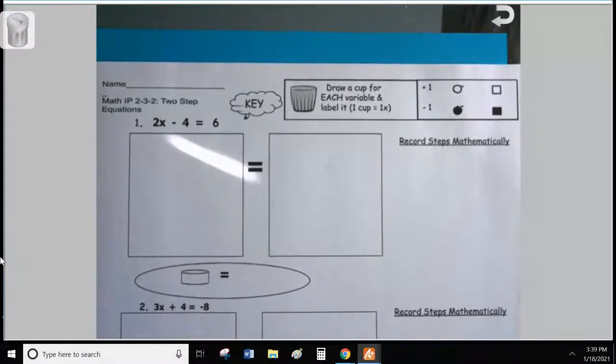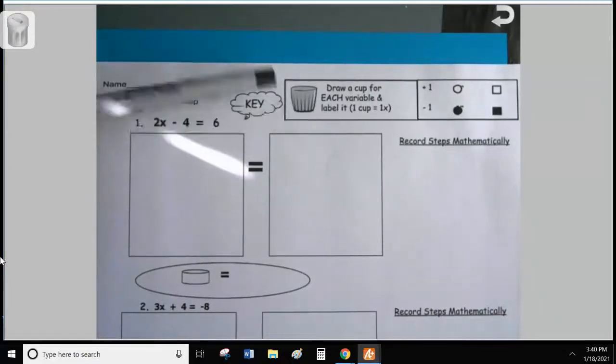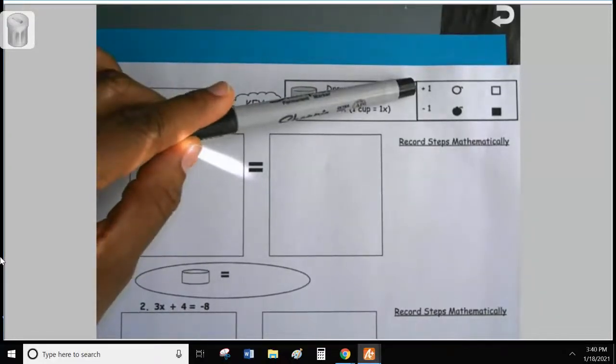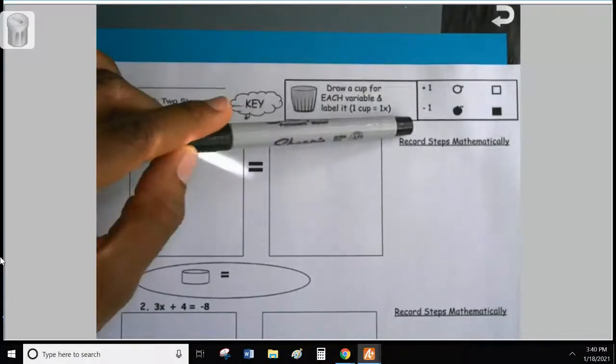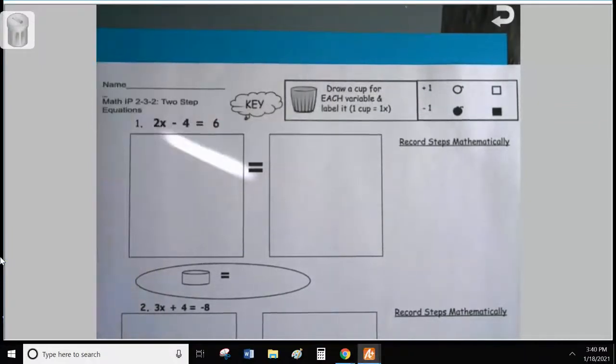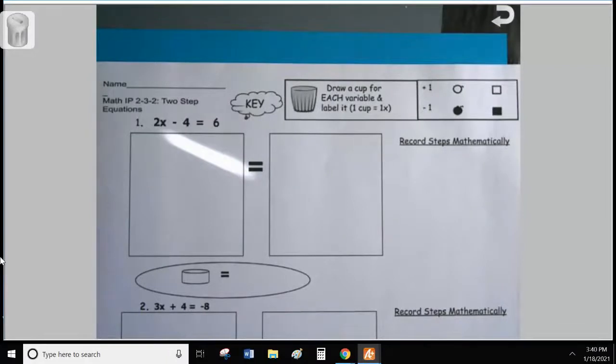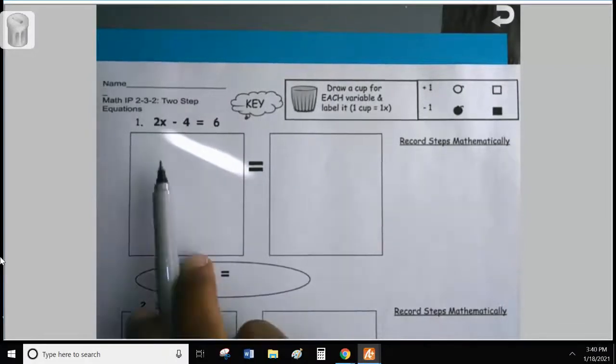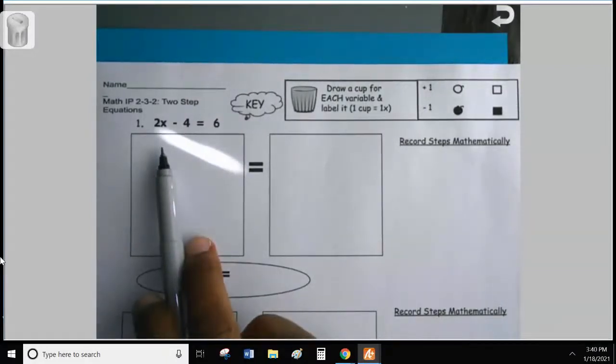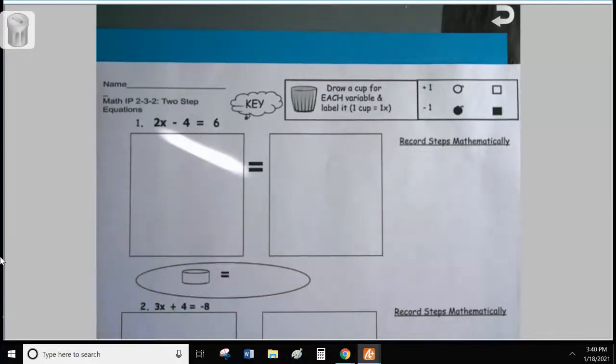So this time I'm going to go with old regular pencil and paper with our models. So our key is the same. We're going to draw a cup for each variable, and each cup represents 1x. We have an open circle or open square that's positive 1. We have a closed circle or closed square that's negative 1. So I'm going to start by looking at our problem. It says 2x minus 4 equals 6. We have 2x minus 4 on the left side and 6 on the right side.